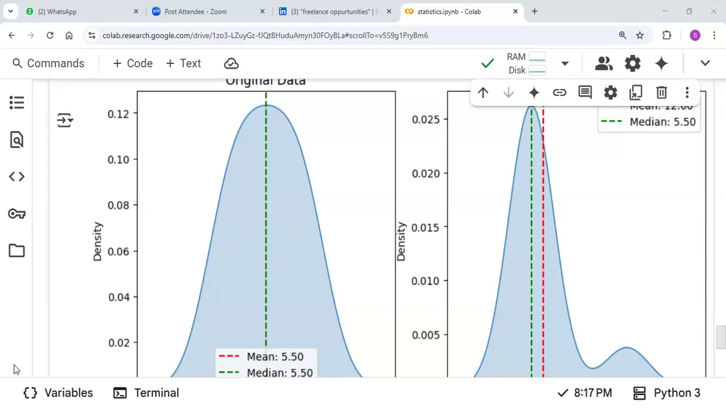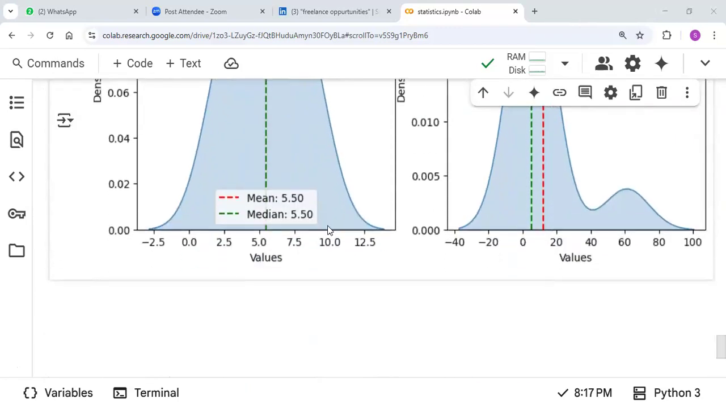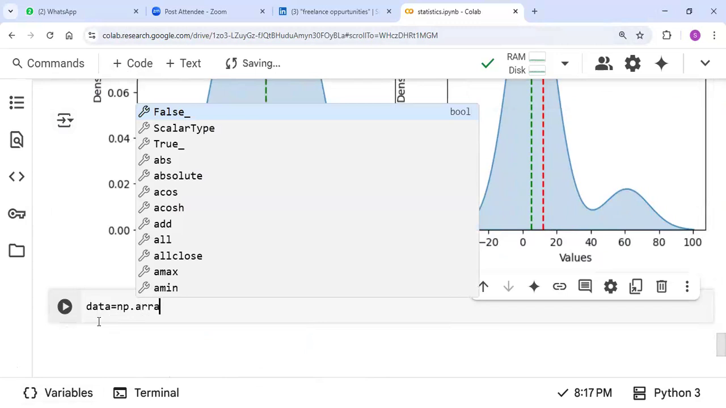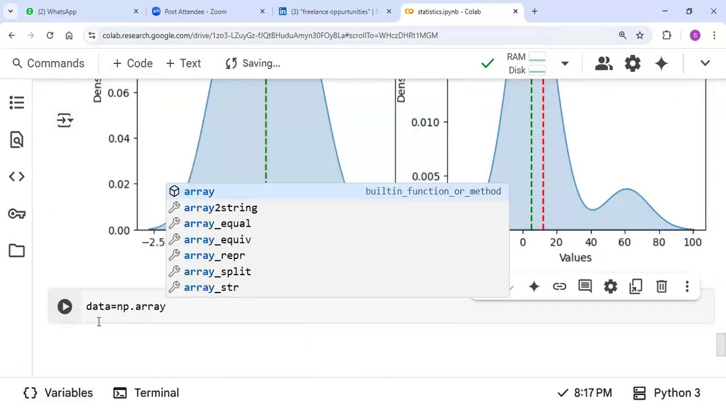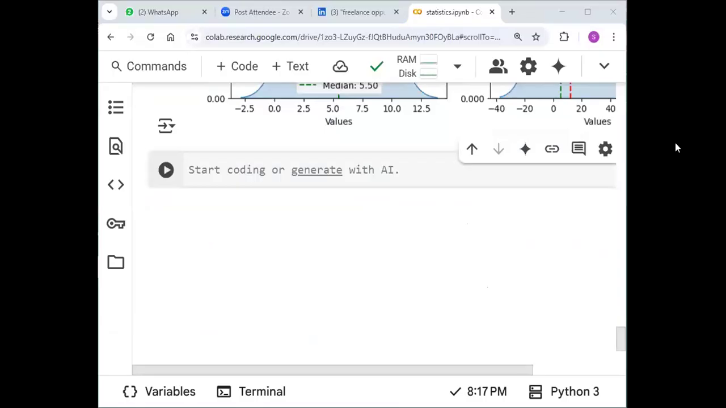Do you understand up to this, guys? So mode, if you just wanted to calculate the mode, I've just started to explain more. If you have data equal to np dot, is it okay if I just copy paste? Is it okay, guys? Can you follow me?